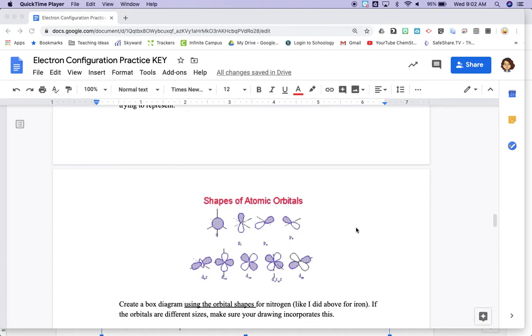I would like you to create a box diagram using this idea for nitrogen, much like I did above for iron. You can use these little line drawings to help you, and try to make sure that, like mine, yours incorporates the idea of the different sizes.